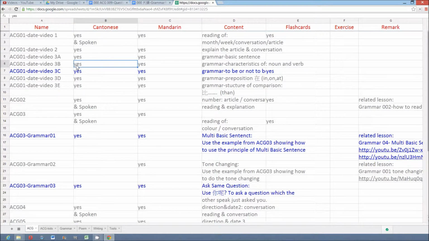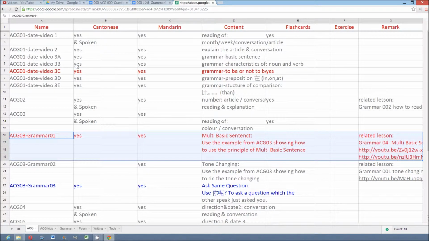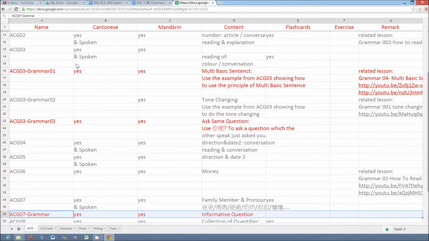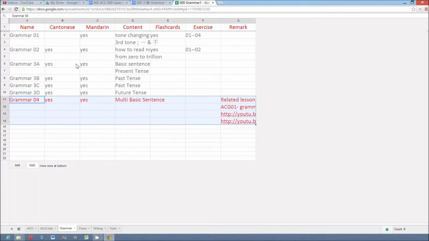There are some other lessons that are related to this lesson. For example, in the playlist of ACG, you can find ACG number 1, ACG number 3 Grammar number 1, ACG number 3 Grammar number 3, and also ACG number 7 about the grammar. And in the playlist of grammar, you can find grammar number 4.